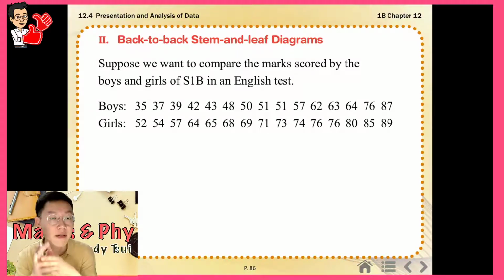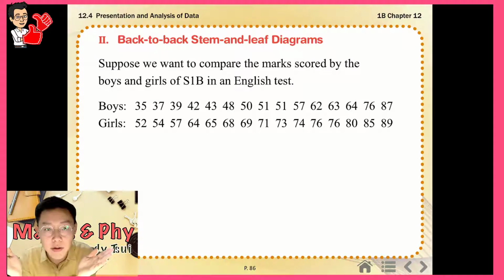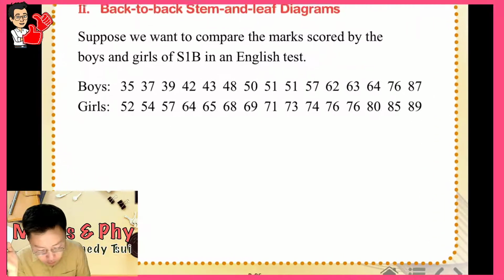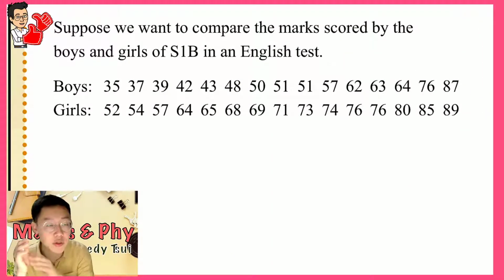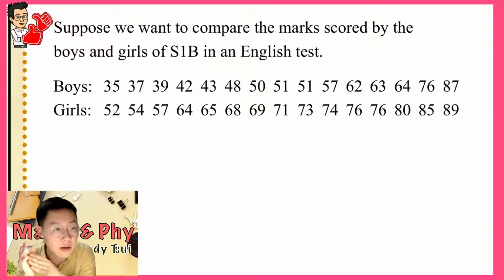Okay, so in this section, I'm going to teach you the back-to-back stem-and-leaf diagram. So what is the back-to-back stem-and-leaf diagram? It is the combination of two normal stem-and-leaf diagrams. And now I want to use this example to teach you what the back-to-back stem-and-leaf diagram is.